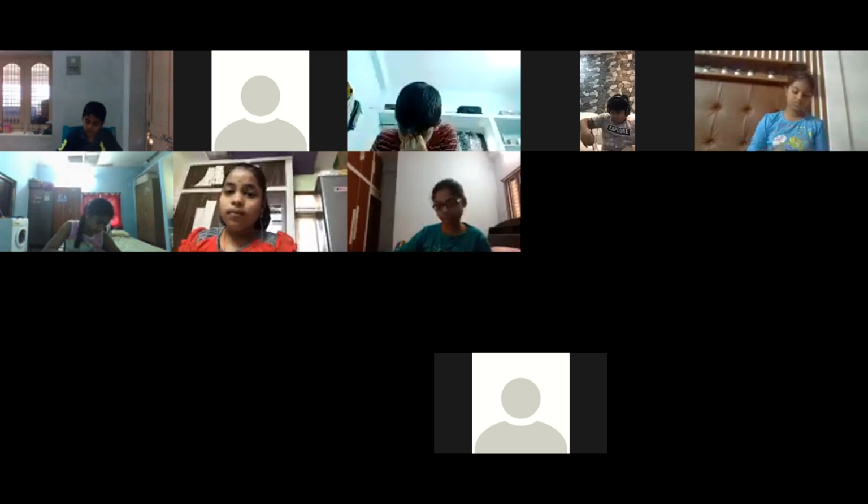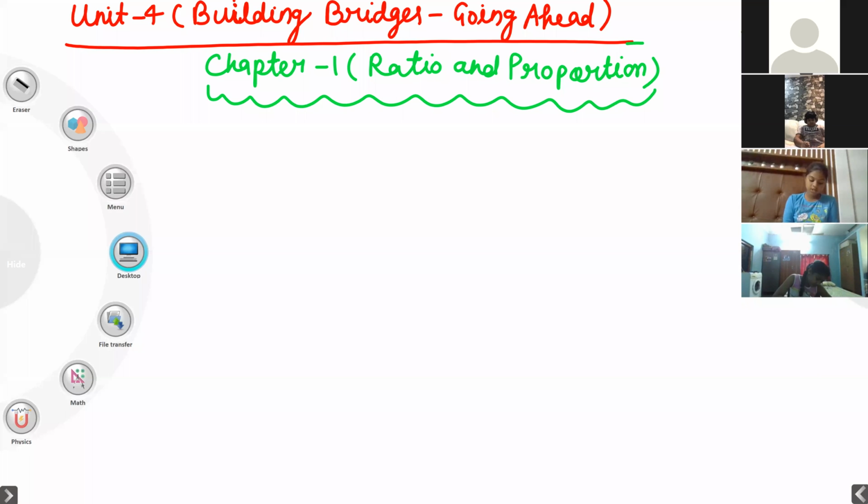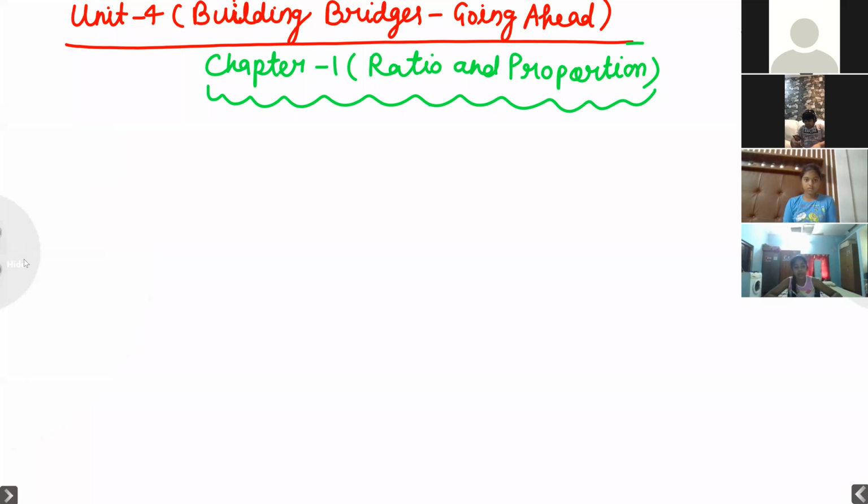In previous class, I explained about equivalent ratio. Now today I will explain how to compare if they have given two ratios or more than two ratios. Before that, I am going to conduct one activity that is called board activity. Write down in your notebook, board activity.